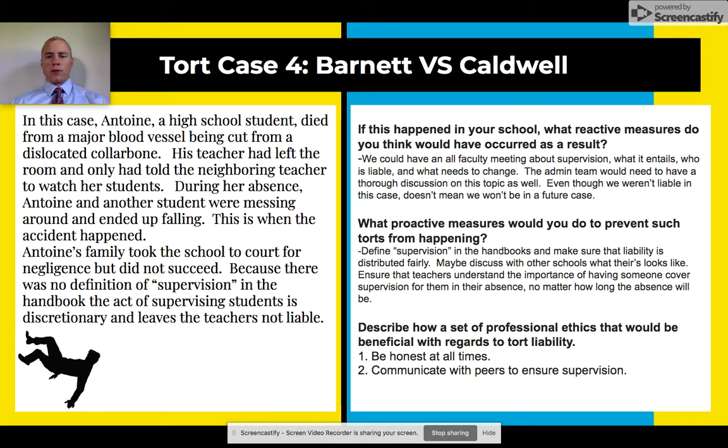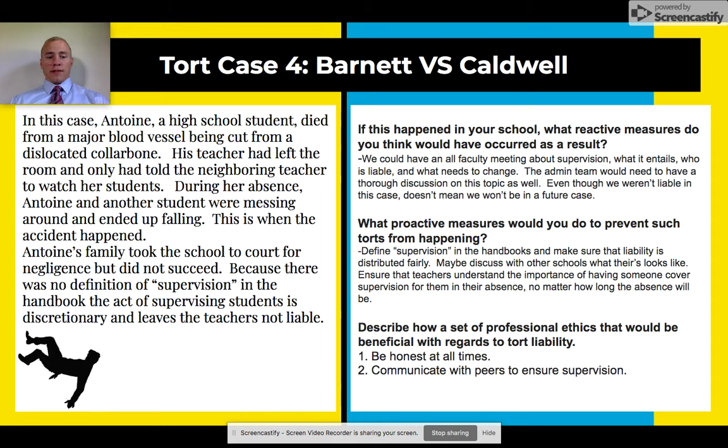If this happened in my school, we would need to have an all faculty meeting about supervision, what it entails, who's liable, what needs to change. So we need to look at our policies, our handbooks, and why that's not covered. Proactively, we would need to define supervision in the handbooks. Maybe discuss with other schools. Have discussions about what they have in their handbooks, what's worked, what hasn't, and then create something detailed for ours that works for us. Then a couple ethics: being honest at all times and communicating with peers to ensure supervision.